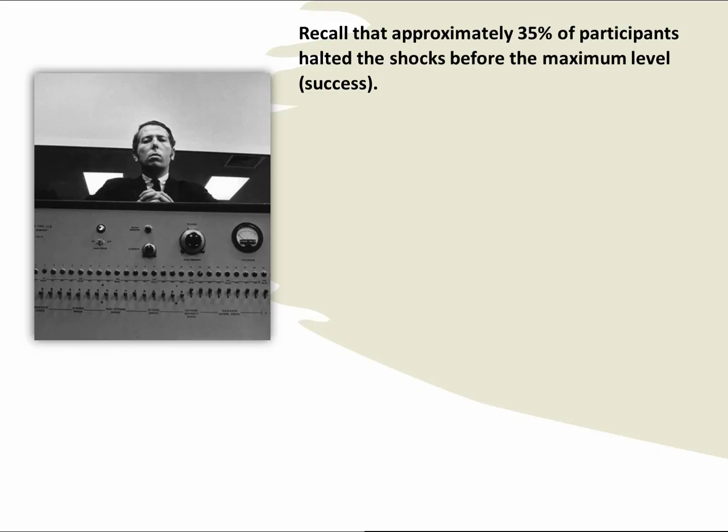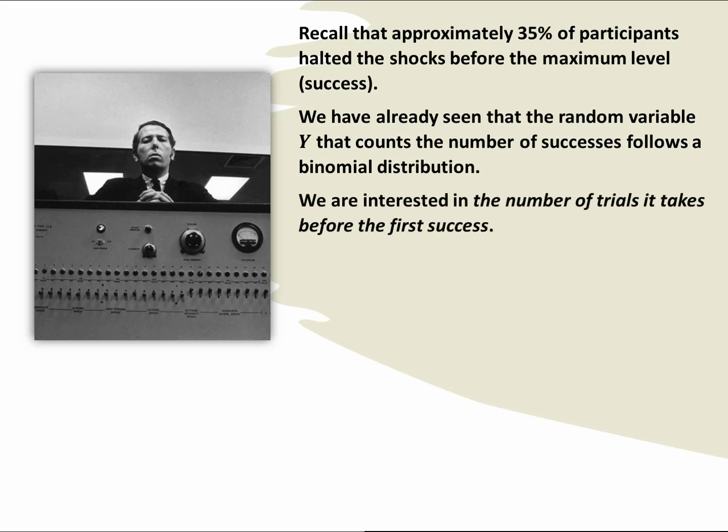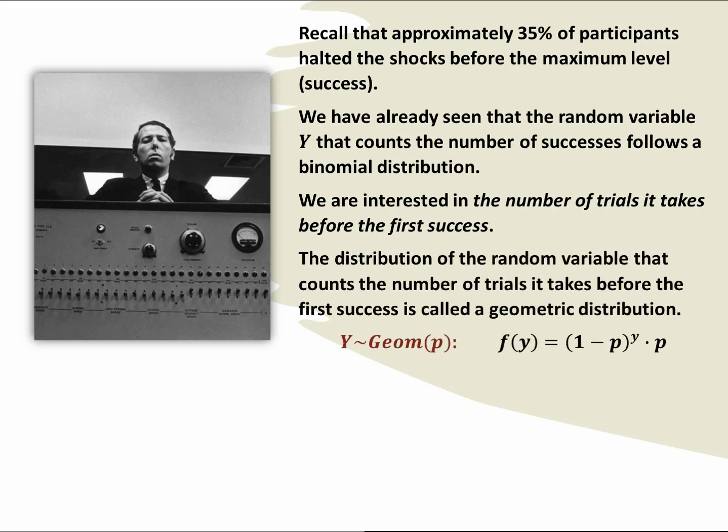Consider again the Milgram experiment. Recall that approximately 35% of the participants halted the shocks before the maximum level. We have already seen that the random variable y that counts the number of successes follows a binomial distribution. Suppose now that instead of counting the number of successes, we are interested in the number of trials it takes before the first success. Another way of thinking of this is the number of failures that must happen before the first success occurs. The distribution of the random variable that counts the number of trials it takes before the first success is called a geometric distribution.